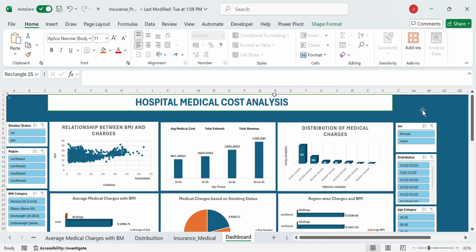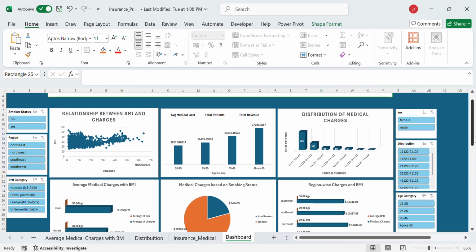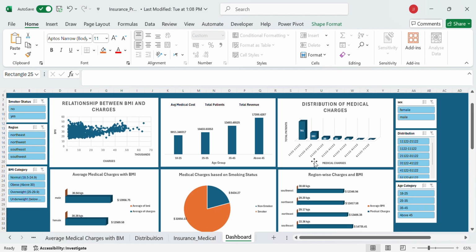As we have told earlier, this is my dashboard, and right and left are the slicers which I use to interact with the dashboards, with the data points, or we can say the charts. So here are the charts. There are various types of charts. You see here, this is called a bar chart. These are the scatter plots. These are the pie charts.